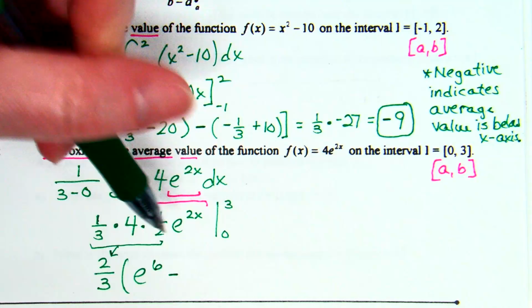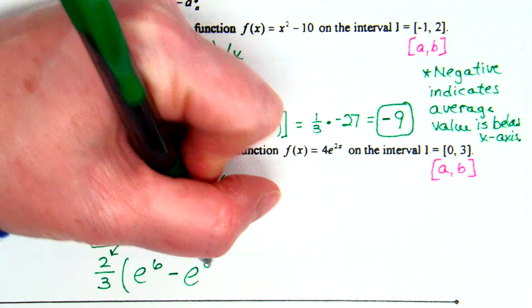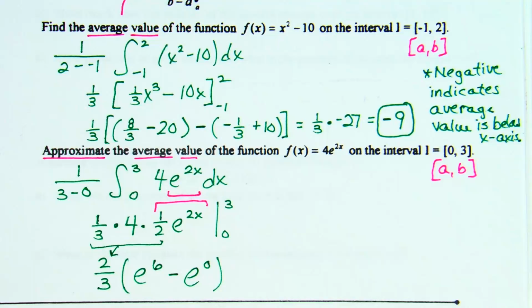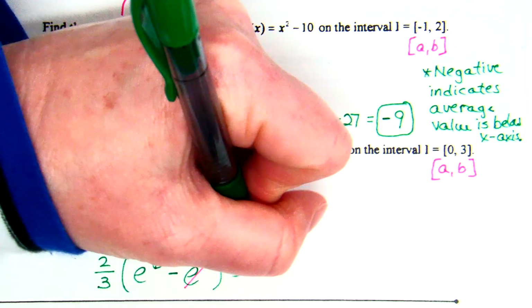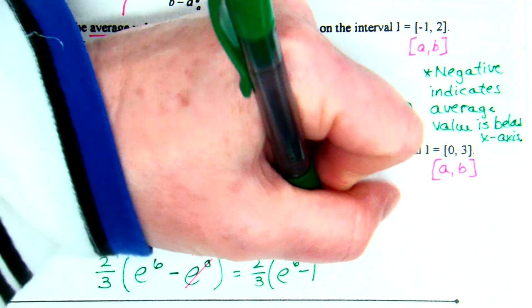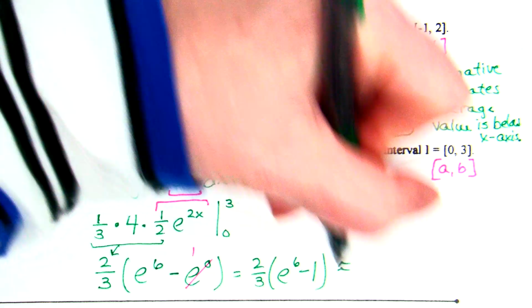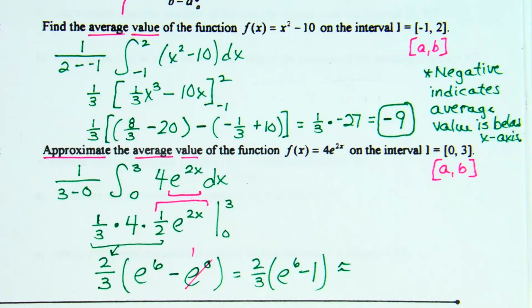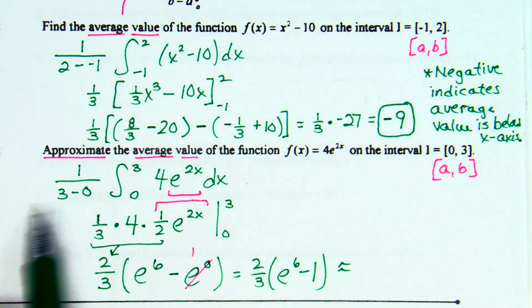So if I'm plugging in 3, e to the 6th minus, if we plug in 0, you could say e to the 0. However, go one more step and know that e to the 0 is 1. So if you want an exact answer, 2/3 times e to the 6th minus 1. If they say approximate, then you can do a decimal answer here. We can plug this in right here and get a decimal answer. It would also be the same as plugging in this original integral, and it should work out the same.